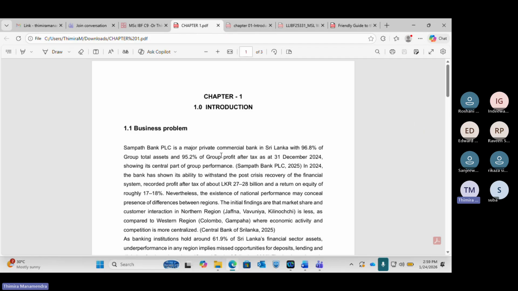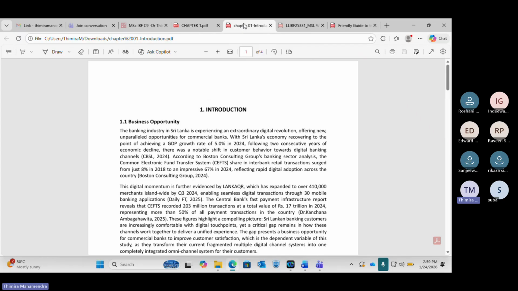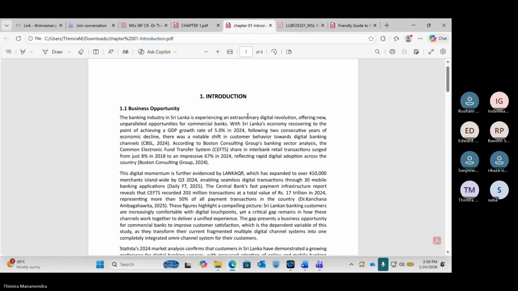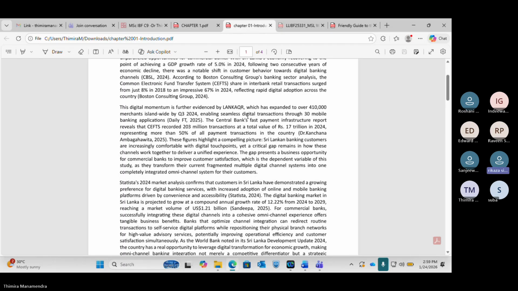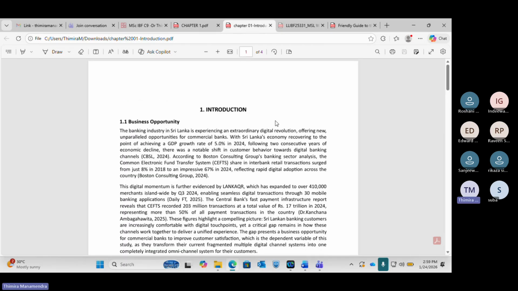So this is Subha's one. No, we will keep it. I'll take Subha later. Whose one is this? I can't see the names here. Mine, sir. Ricardo's. Ah, yes.